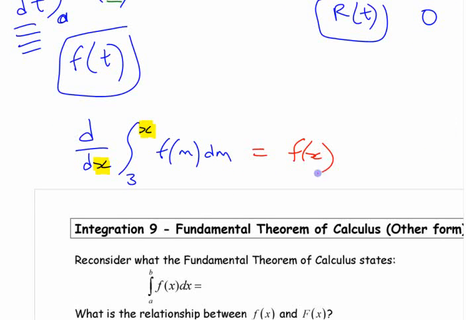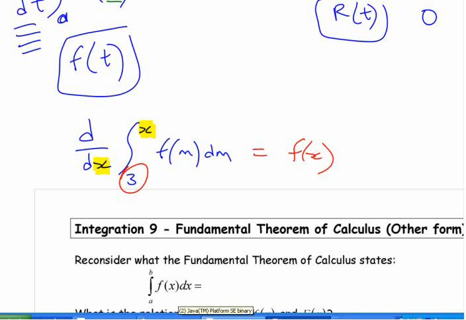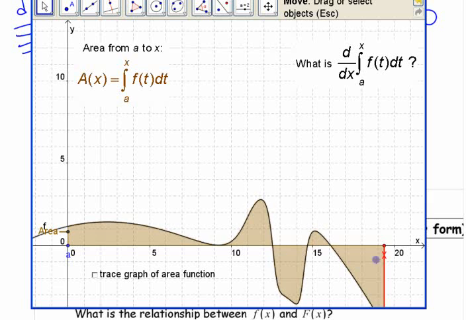F of x. Did where I started matter? The rate of you eating didn't matter where you started measuring it, right? You started measuring at midnight or 3 o'clock or wherever. The rate is still the same. If I started that function later on, it doesn't matter, right? If I started this here, this rate's still going to be the same. The actual amount is different, but the rate is still the same.